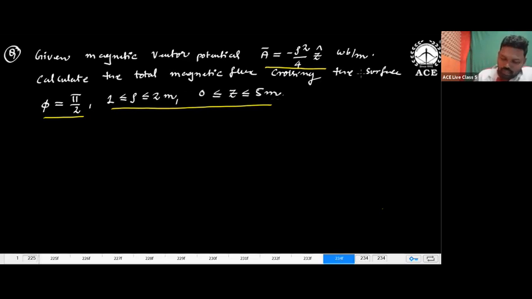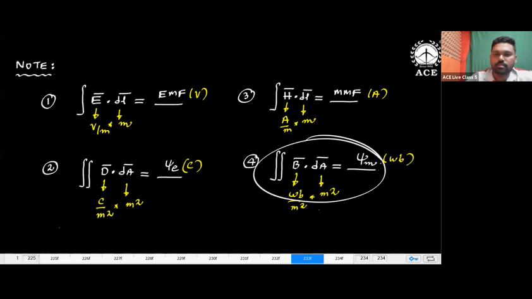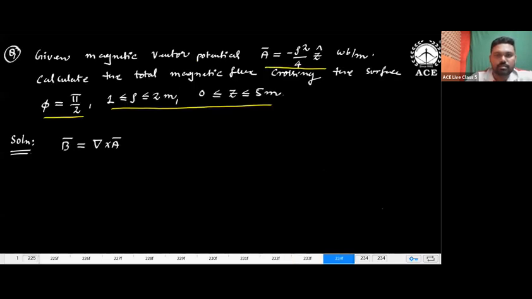Clear? Observe here carefully. Here is a solution. First, find out the flux density, beta. B is equal to, we know that, del cross A. Then you can find out the magnetic flux by performing a surface integral. Clear? Yes. Let me write down here. You need to find out del cross A. Which coordinate system is this? Cylindrical coordinate system.